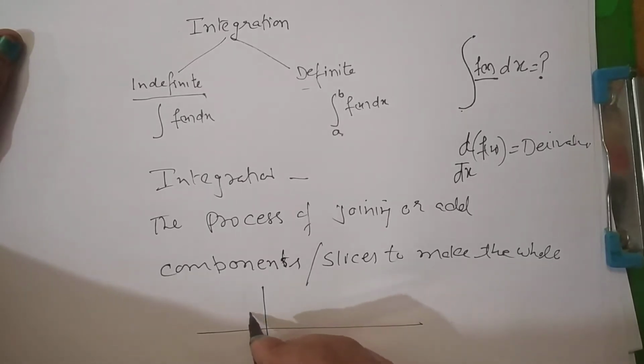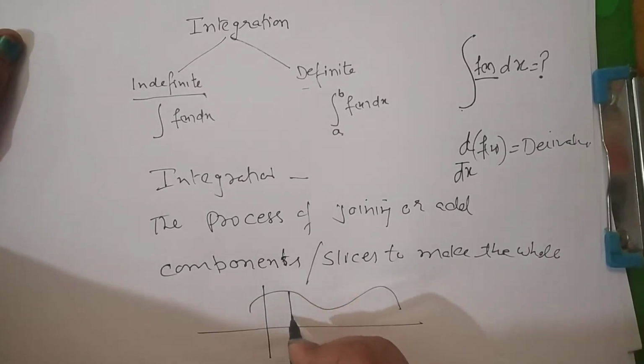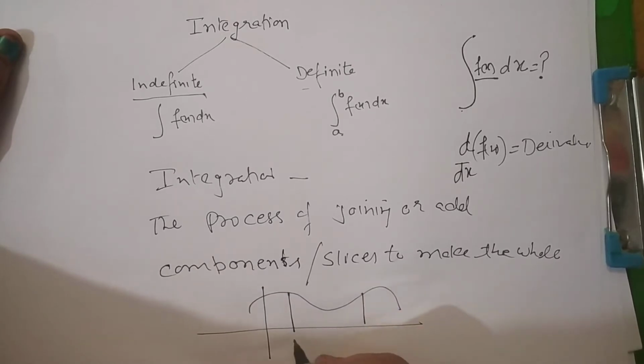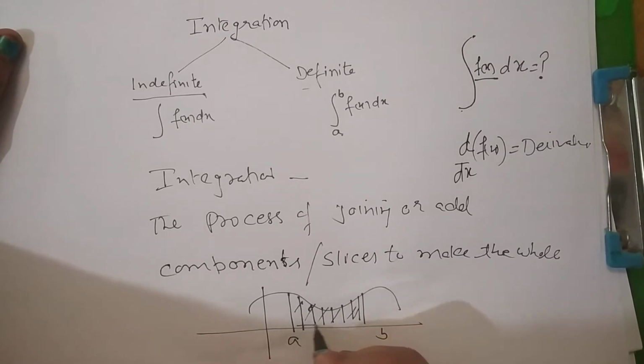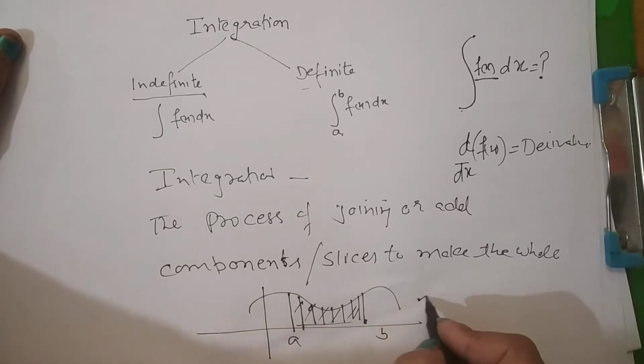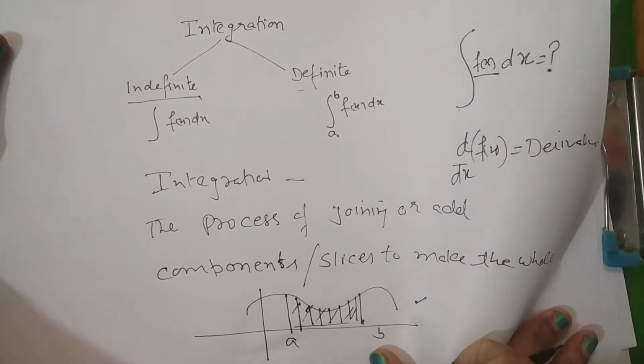Like let this be a curve from here to here, from A to B. If we need to find the area, total area, so what we will do, we will divide this area into small portions and we add all the portions to get the whole area. So this process is called integration. Now we will see what are the other implications.